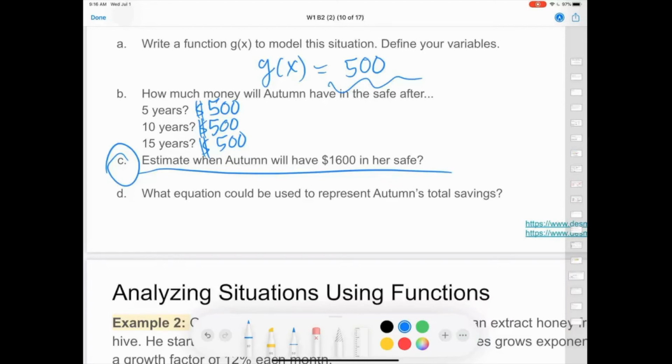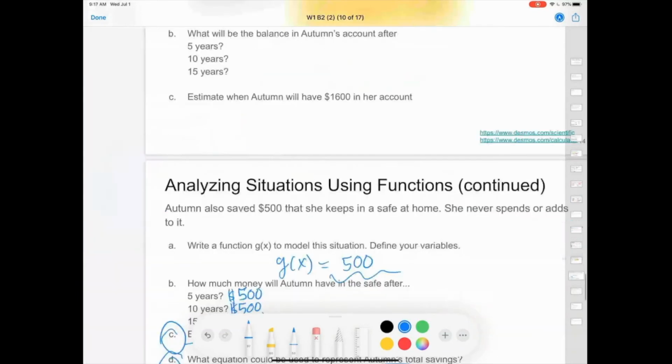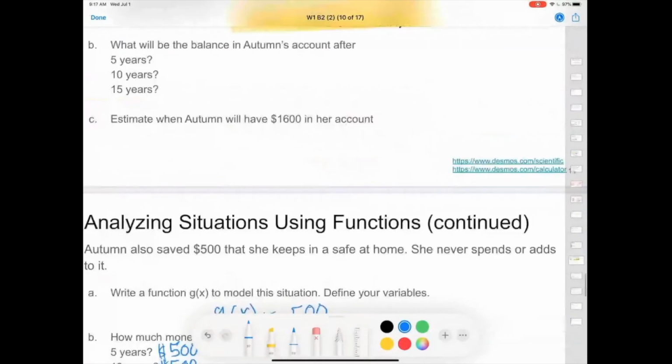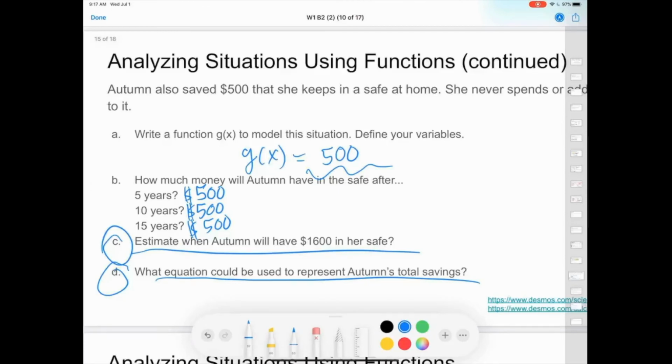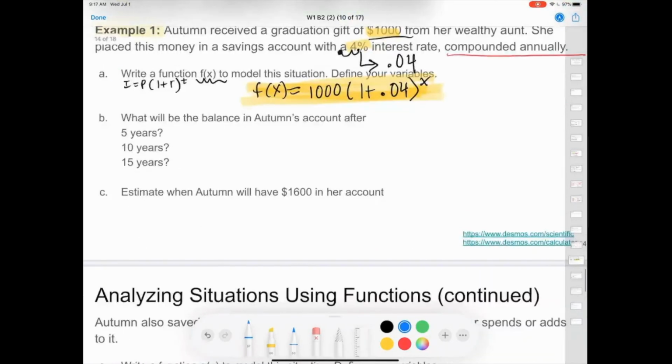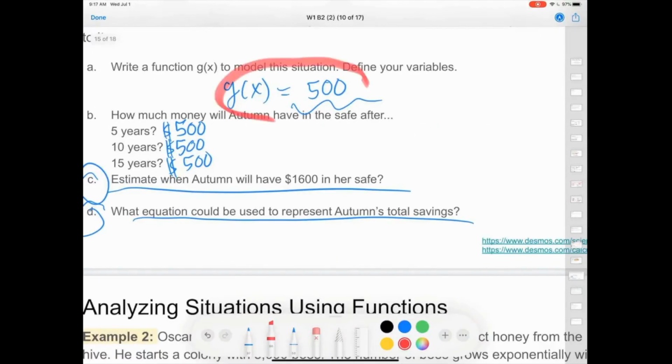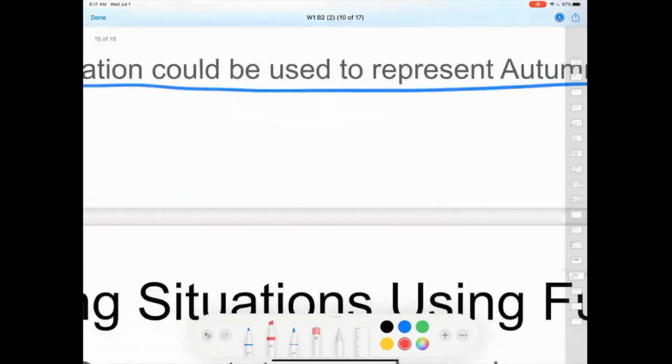Now it's asking, what equation can be used to represent her total savings? Let's say her aunt did give her $1,000 and she put that money in the bank, and she also has $500 under her colchon at home. It's asking what her total amount of money is. To find the total, you take whatever you have in the bank, which is f of x, and add whatever money you have at home, which is g of x. Let me show you what that looks like.